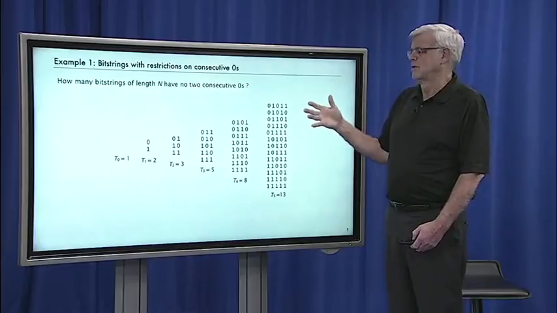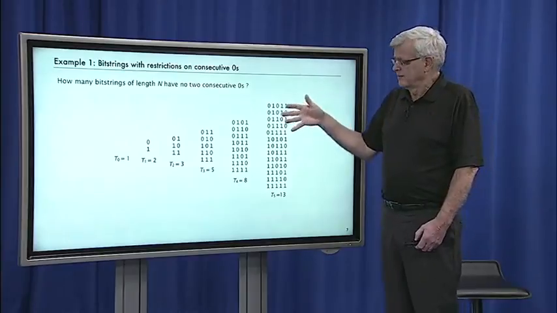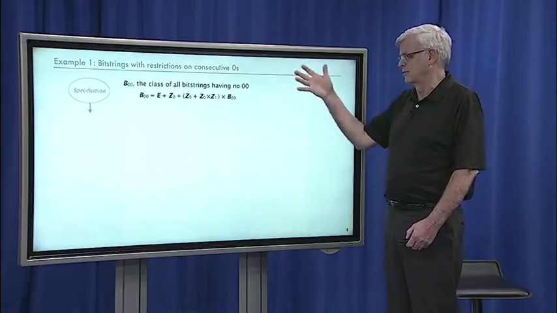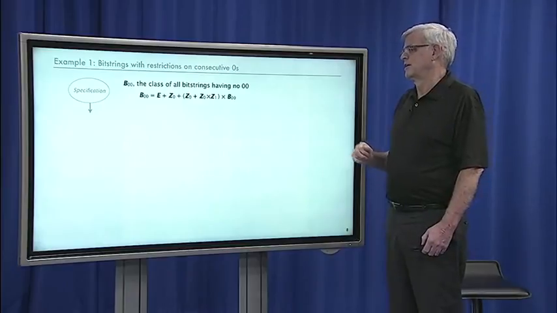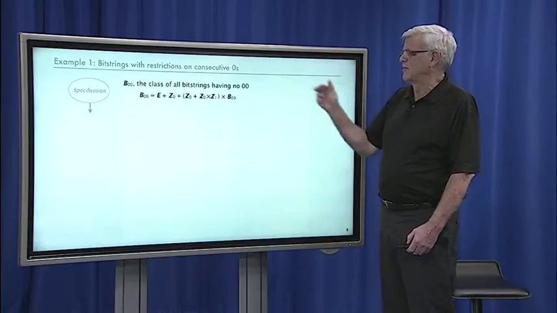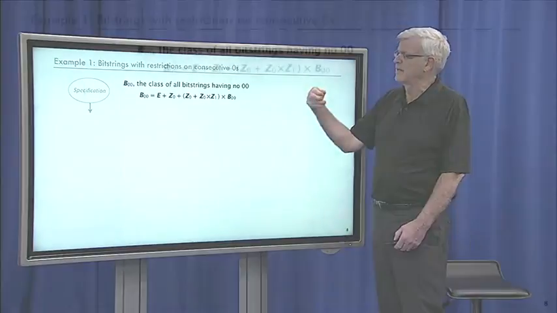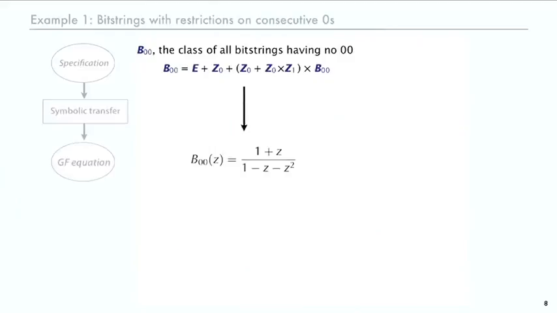So, for example, how many bit strings of length n have no 2 consecutive zeros? There are ways to show that this one is the Fibonacci numbers, and we saw it before. But let's look at it again from analytic combinatorics. And we saw this construction in lecture 1. The class of all bit strings having no 0, 0 is either empty, or it's a 0 bit, or a 0 bit followed by a bit string that starts with a 1 with no 0, 0, and so forth. And that immediately translates to that generating function equation.